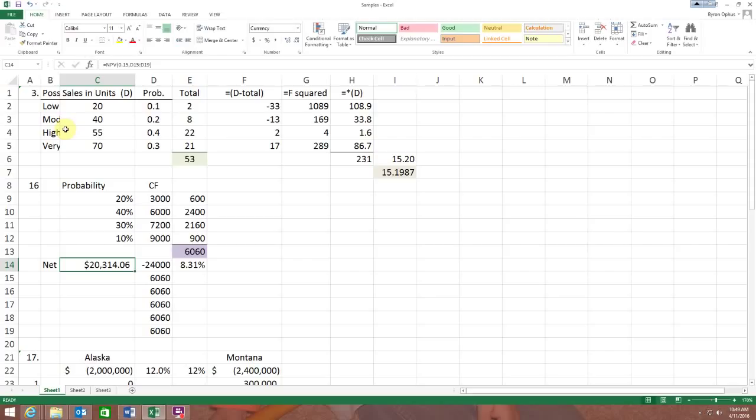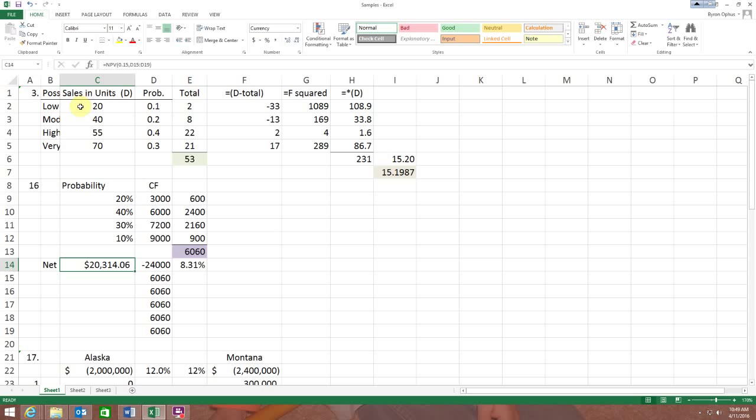The possible levels of unit sales and probabilities of their occurrence are shown. And I think we've done some of these before, really. And so we've got the sales in units. Do I have the same numbers? I think I got different numbers, don't I?